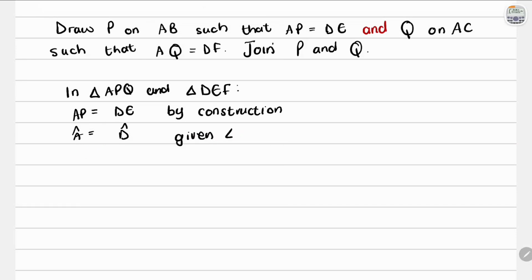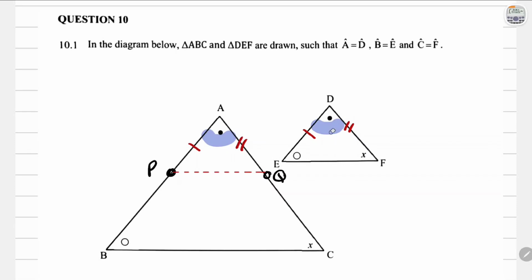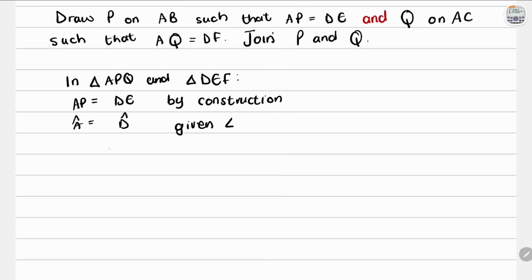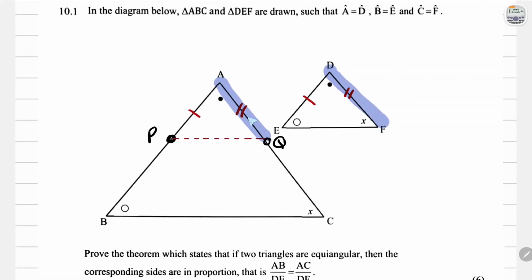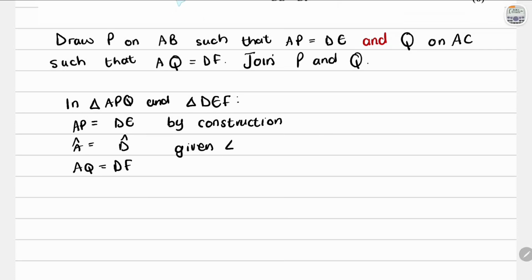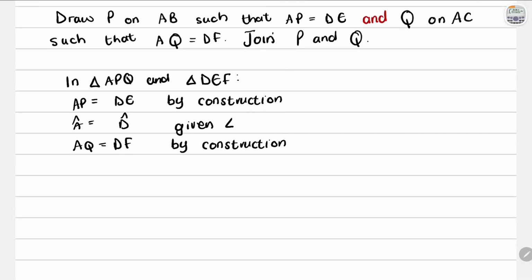So it's a given angle that we have there. And then we can also see that in these two little triangles on top, AQ is equal to DF. So we can put that down as well. So AQ equals DF. And the reason for that one is not given. We caused that to happen, okay? That was by construction. So again, we'll use this exact same reason. That is by construction. And now you see you have three things already being equal in these two triangles.